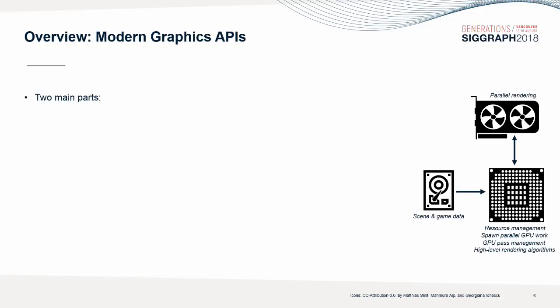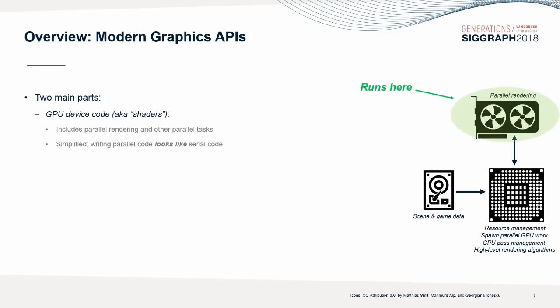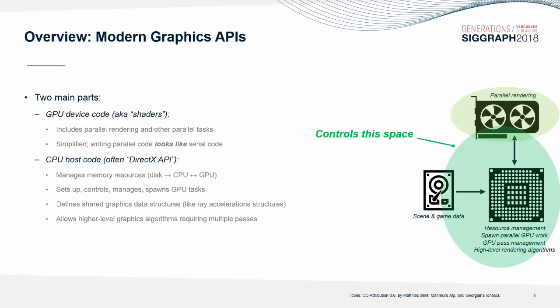And so, just an overview of modern graphics APIs for those of you who may not be familiar. From a very high level, a 10,000-foot view, you can split it into two main parts. There's code that runs on the GPU, which is sometimes called shaders, and it runs in parallel on the GPU, but you program it in a very simple-looking way. It looks serial. And then there's CPU host code, the API itself, like the DirectX API, which controls everything else in the system besides what's going on in the GPU.